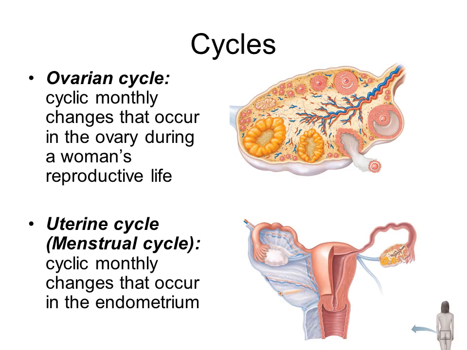There are 2 different cycles occurring simultaneously in females: the ovarian cycle and the uterine cycle. The ovarian cycle is roughly monthly changes that occur in the ovary, as the name implies, ultimately leading towards ovulation, or release of the egg. And then the uterine cycle, which is also known as the menstrual cycle, consists of changes that occur in the endometrium.